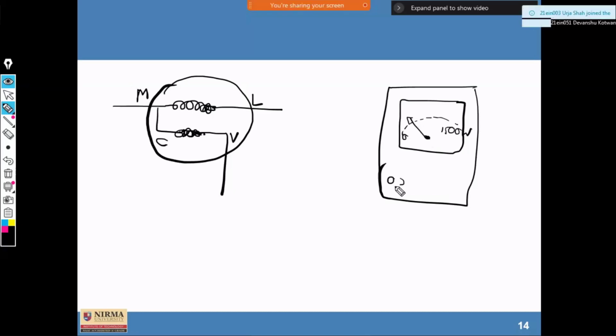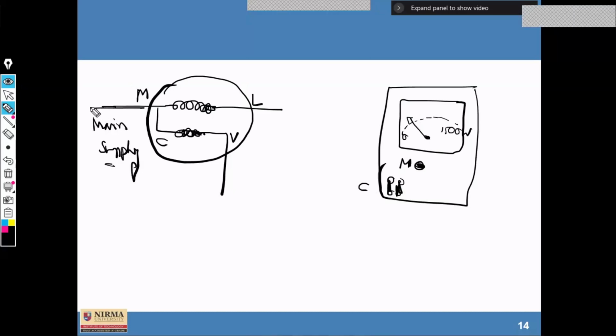So here there are 4 terminals given, which are for C. You can connect this C either in parallel or in series. One more terminal is called the M terminal, which you can connect to the main supply. So main supply input is given to this terminal, the phase I'm talking about, connected to the M terminal here. Then L stands for connected to the load, so here the load would be there.